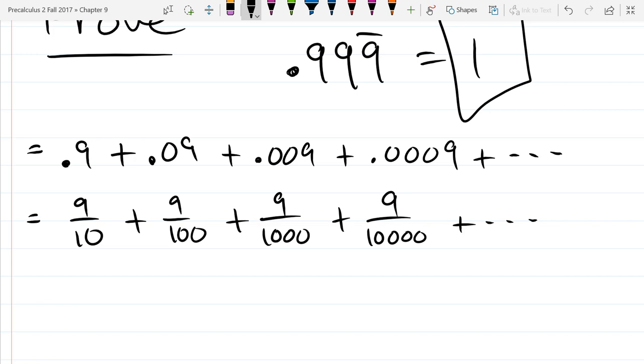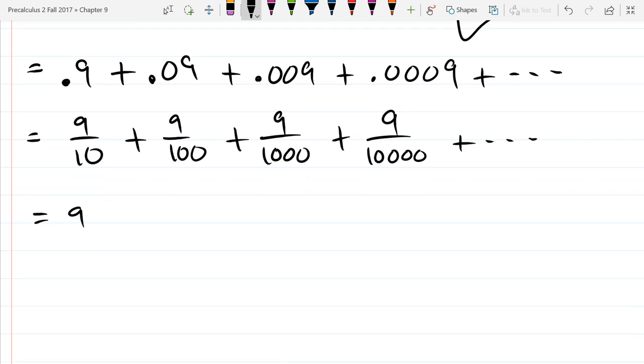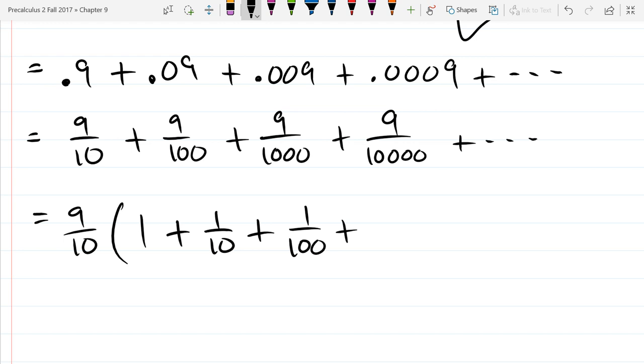All right, what can I factor out? Nine. I could factor out a 9. I could actually factor out more than 9. 9/10. Oh, I could factor out 9/10. All right. So we're left with 1 plus, what would the second term be? 1/10. So we're getting all the 9s out. And third term? 1/100. Of course, the pattern here is pretty clear. We've got 1/1000th plus et cetera, et cetera.